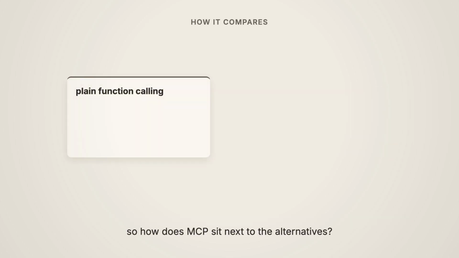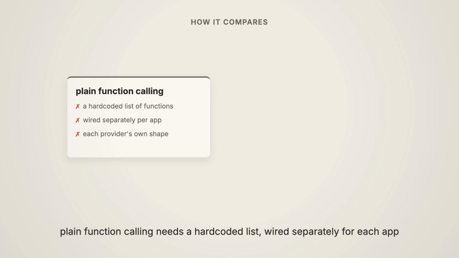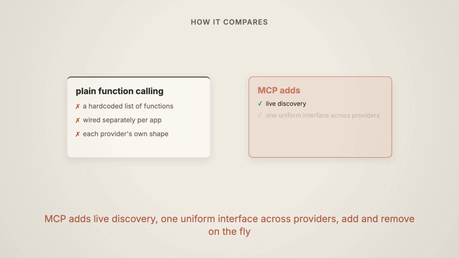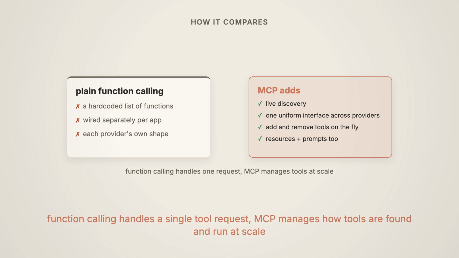So how does MCP sit next to the alternatives? Compared to raw function calling on its own, the difference is discovery and portability. Plain function calling needs a hard-coded list of functions, wired separately for each app, and each provider expects that list in its own slightly different shape. MCP adds live discovery, one uniform interface across providers, the ability to add and remove tools on the fly, and those extra resource and prompt offerings function calling never had. One way to say it. Function calling handles a single tool request. MCP manages how tools are found, connected, and run at scale.